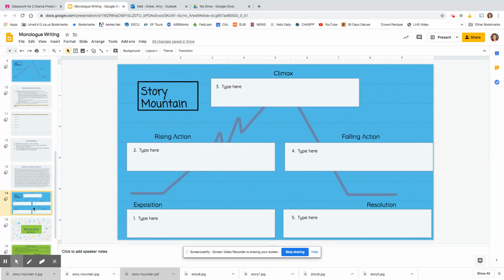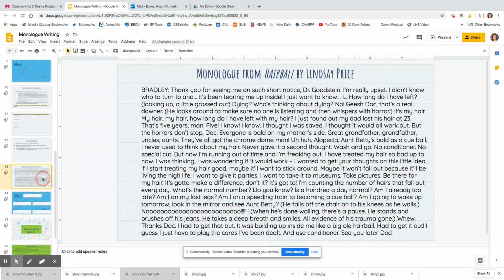Then you're going to go to this slide and basically tell us what the exposition is. Tell us what the rising action is, what the climax is, the falling action, and the resolution. And remember, you're going to do it according to this particular monologue.